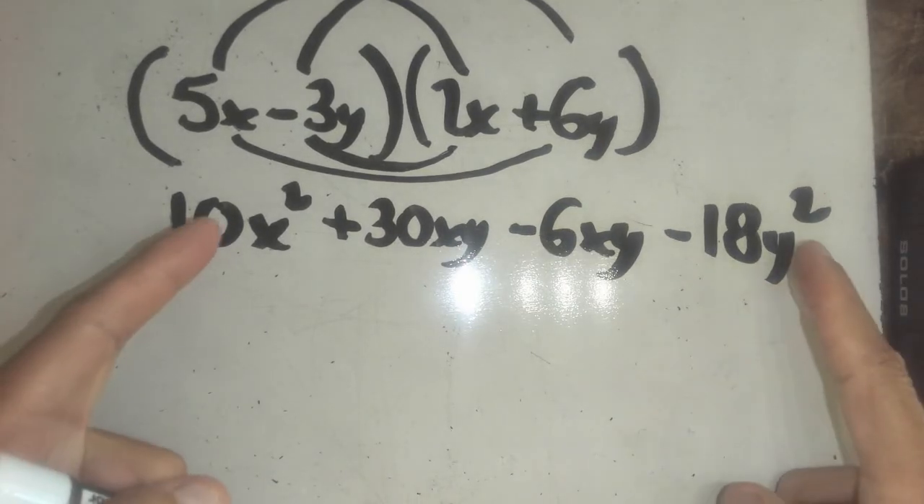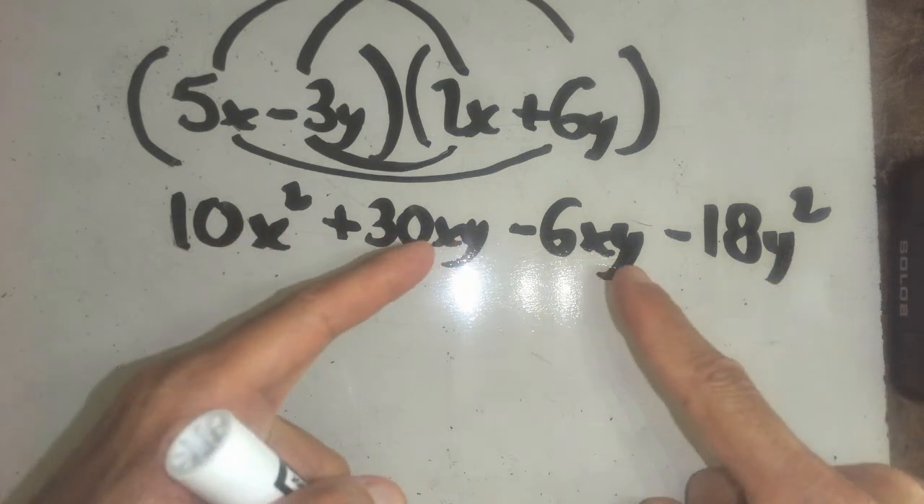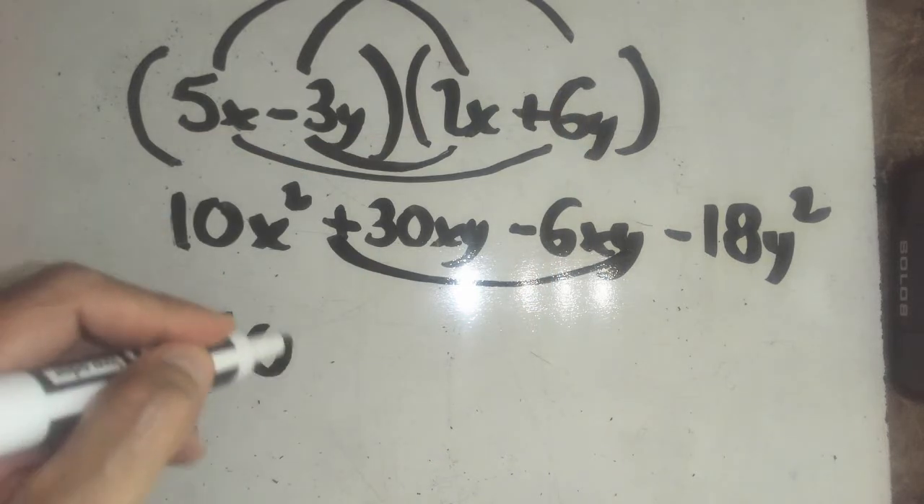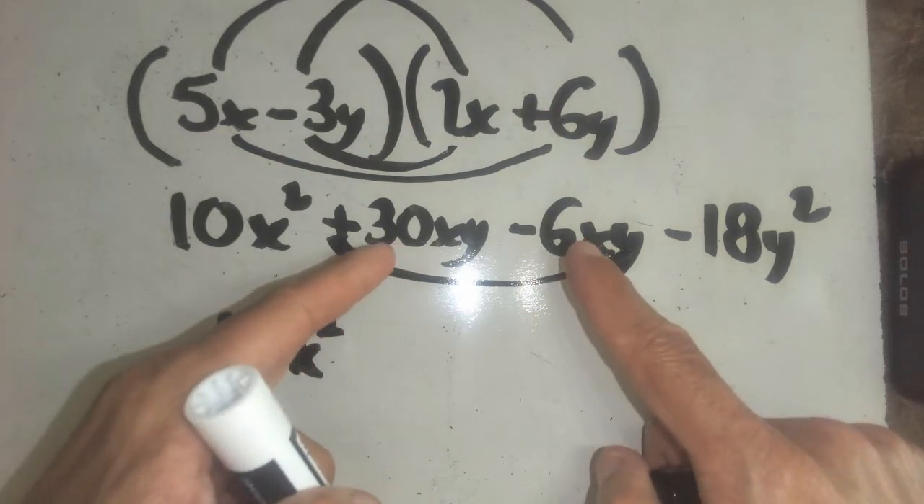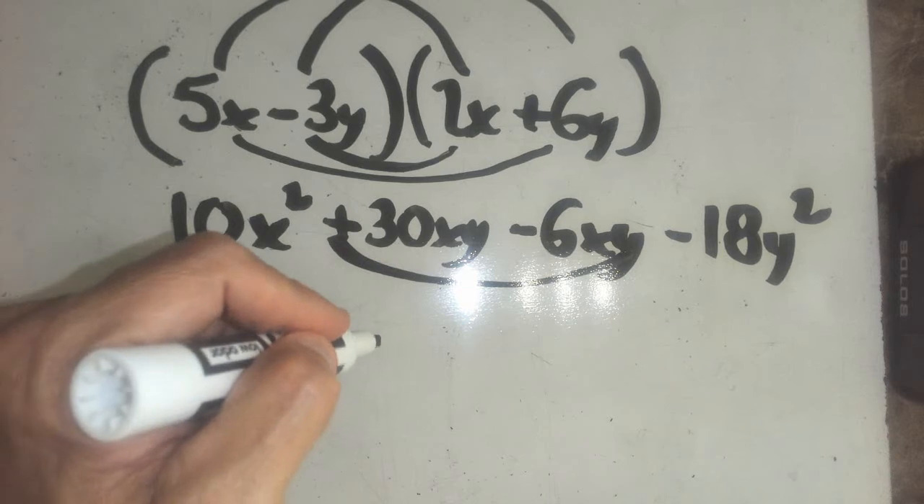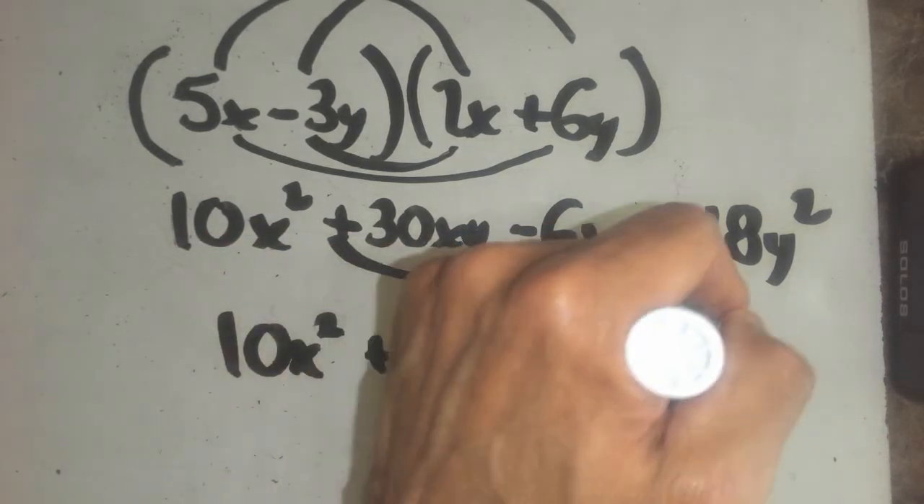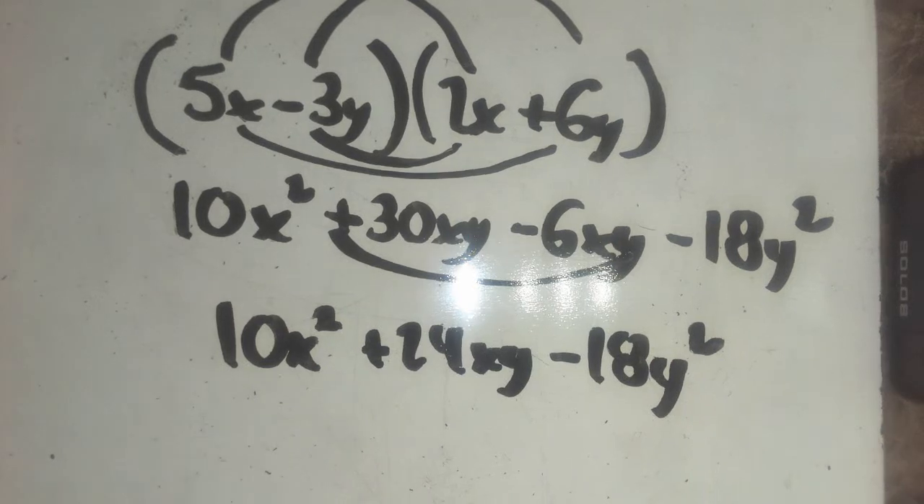These are definitely not like terms. These are x's and y's, but these are like terms. So we can combine these. So we're going to combine these in the middle. So we're going to write 10x squared. Okay, that's going to be 24, right? 30 minus 6 is 24, positive 24xy, and then minus 18y squared. And we've just FOILed with a double variable.